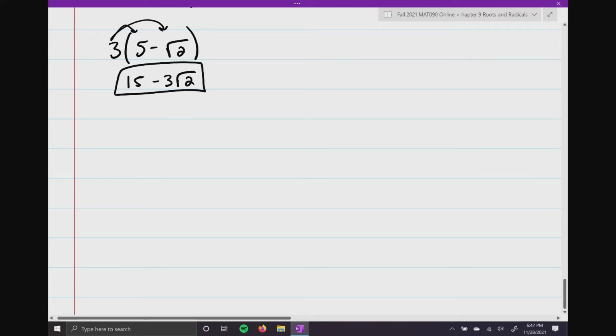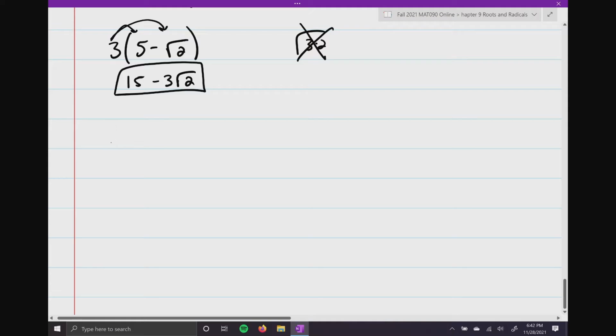Remember, you can only multiply radicals when they have the same radical symbol. This 3 out front is a whole number, so I can't do this. Like, that would be very bad. Okay, you cannot do that. 3 is a whole number. Square root of 2 is an irrational number. Irrational numbers multiply other irrational numbers. That's it. So now let me show you an example where we can do that.